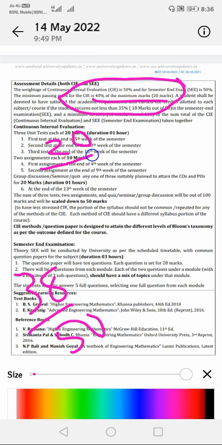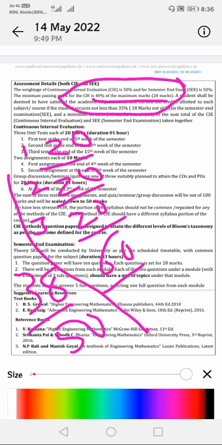First internal 20, second internal 20, and third internal 20. So totally how much is it? 60. Maximum is 60, right? But they are taking 40% of 20 only. Means we should take the average of these three.